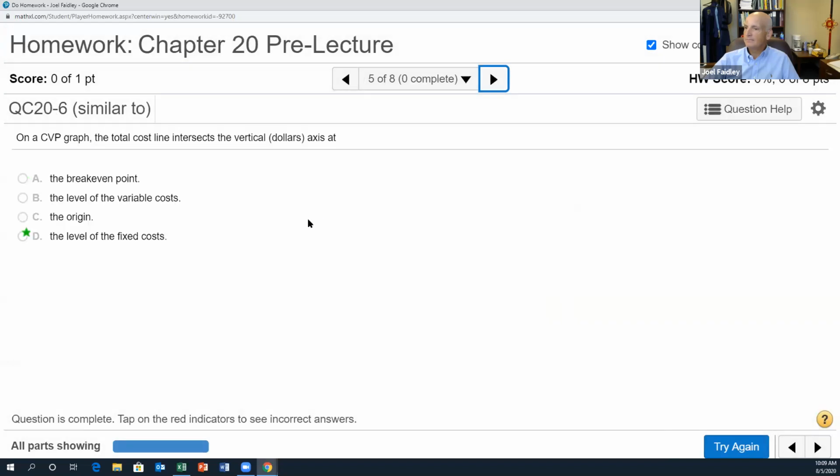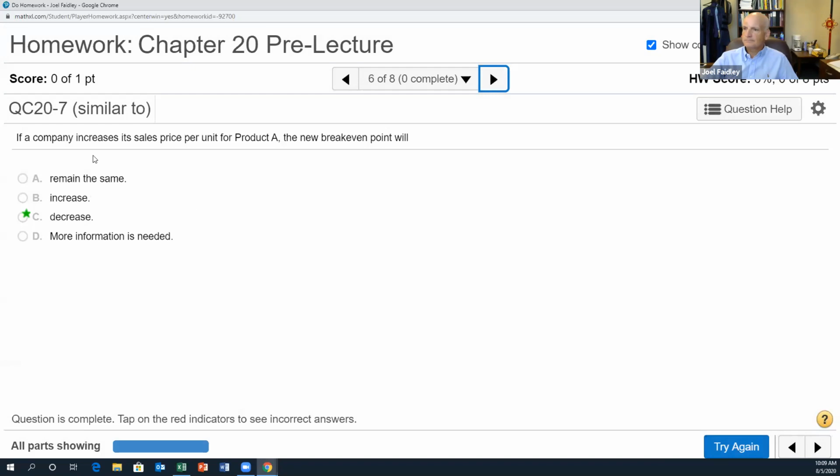Number 5. Cost, volume, profit graph. That's something you'll have to read in your PowerPoint. But what it's got there is the total cost line intersects the vertical dollars axis at what? The level of fixed cost. That's pretty straightforward since there are good charts in your PowerPoint, so go back and look at that if you're not sure what it's trying to say.